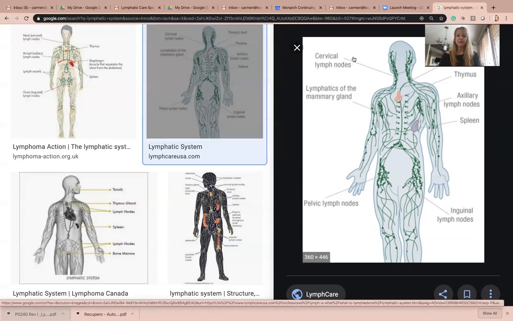Okay, so let me stop share. I'm just going to have a tank top on, and I'm just going to show you a general trunk MLD routine. So of course, we're going to start with five deep belly breaths. Just some deep belly breathing here.